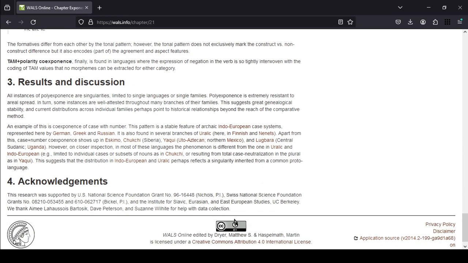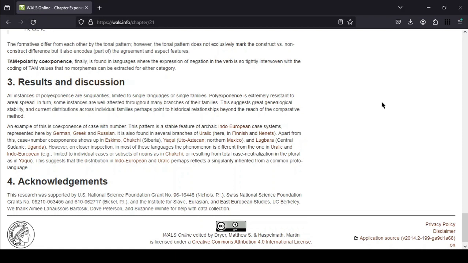Results and discussion. All instances of polyexponence are singularities, limited to single languages or single families. Polyexponence is extremely resistant to areal spread. In turn, some instances are well attested throughout many branches of their families. This suggests great genealogical stability, and current distributions across individual families perhaps point to historical relationships beyond the reach of the comparative method.